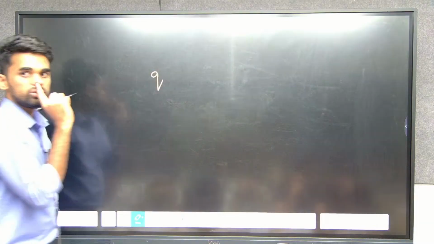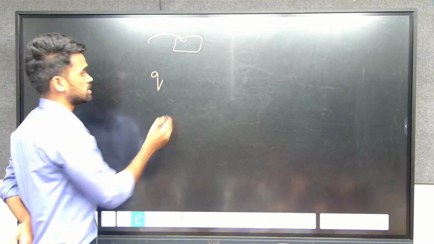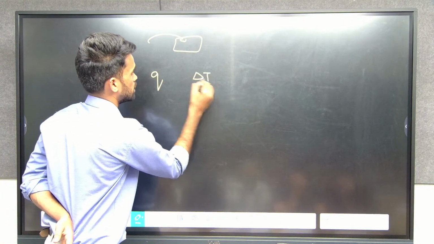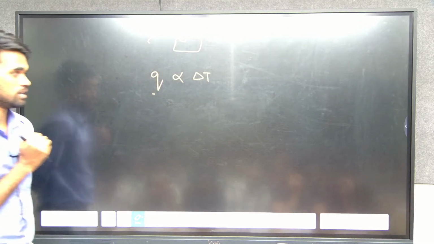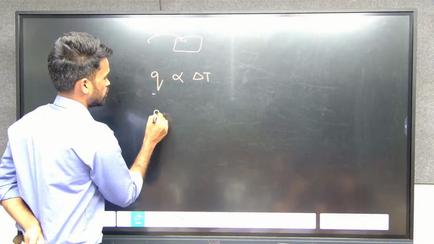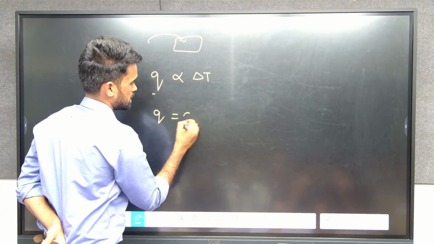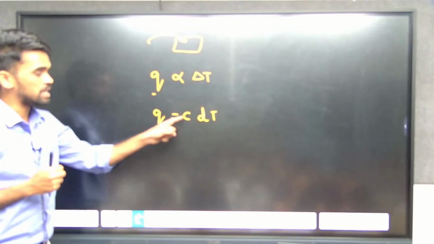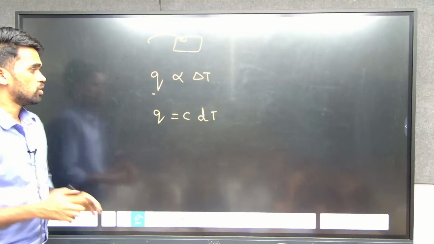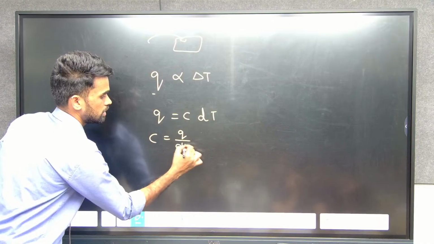See, what is Q? Heat. So if you supply heat to the system, what happens to its temperature? Increases. So the change in temperature depends on heat. So Q is directly proportional to delta T, I am writing. Now from here, Q equals C dT. I am removing proportionality and placing a constant C. Now C equals Q by dT, I can write.